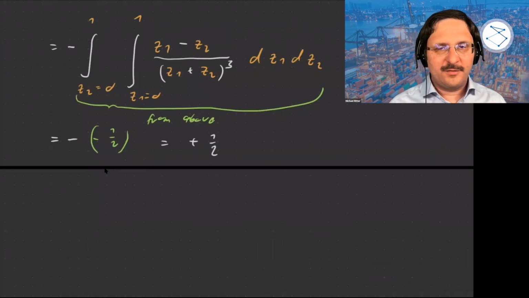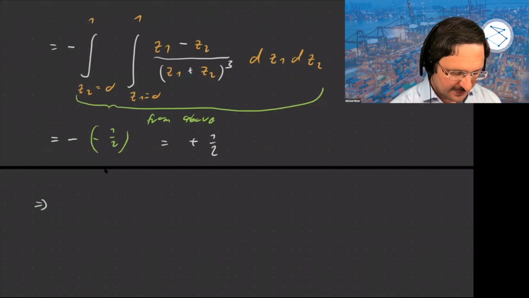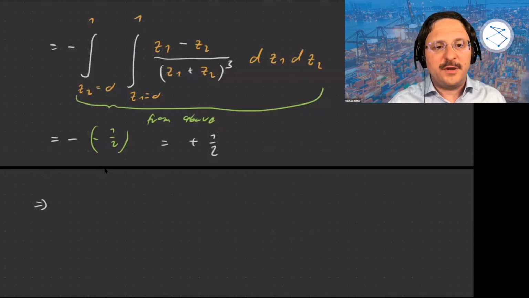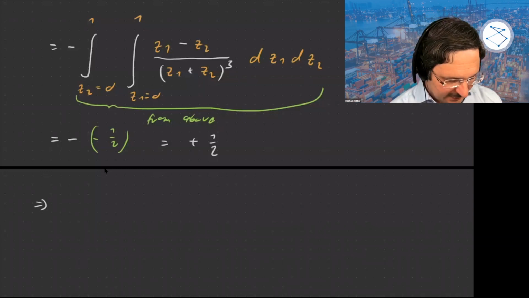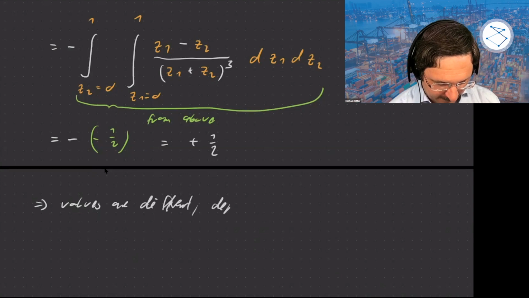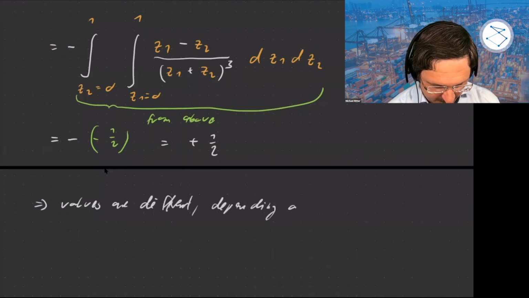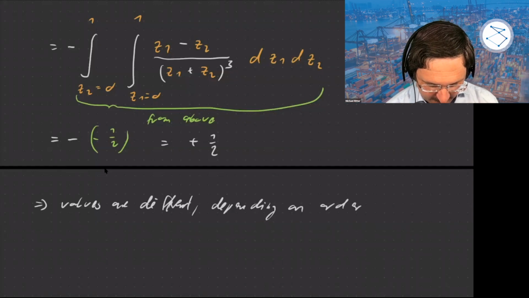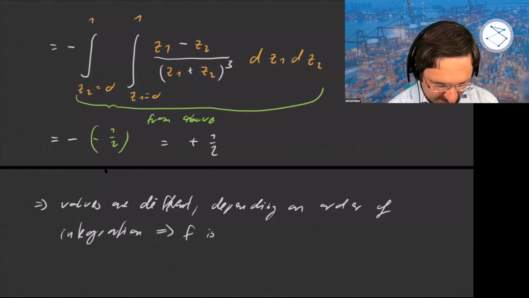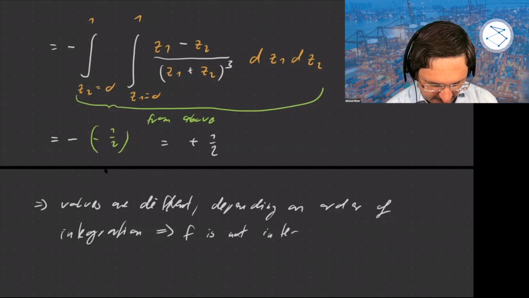So obviously, that's not the same as before. The two values that we get are different, and that means the function cannot be integrable. So the values are different depending on the order of integration. And that means f is not integrable over D.